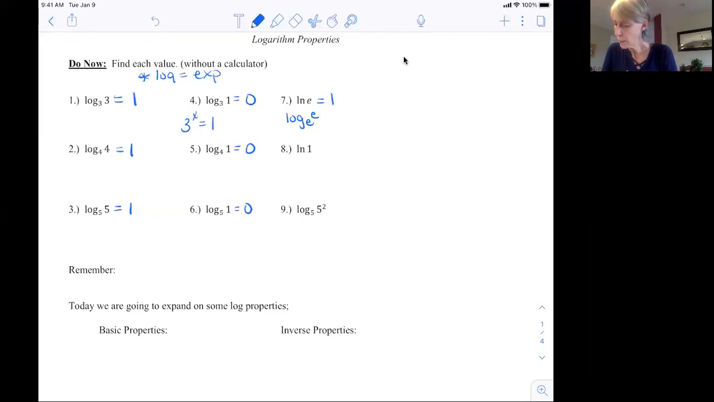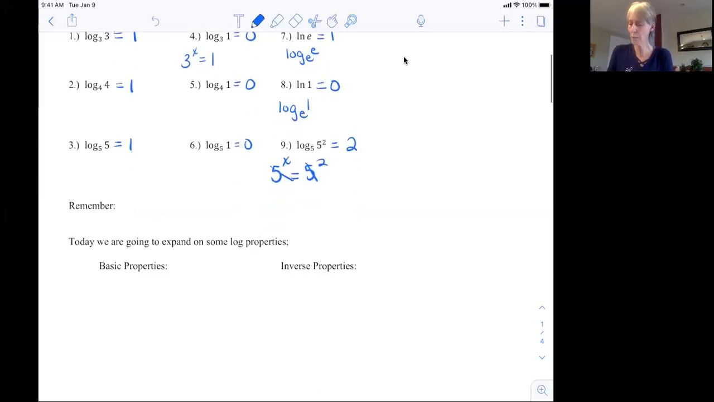ln of 1 is really the same as saying log base e of 1. We know from over here, you're going to raise it to the 0 power. Log base 5 of 5 squared. All right, so this one's a tiny bit tricky. If I don't know what I'm doing, think about setting it equal to that variable. You're going to have 5 to the x equals 5 squared. And then it's easy to see that x equals 2.